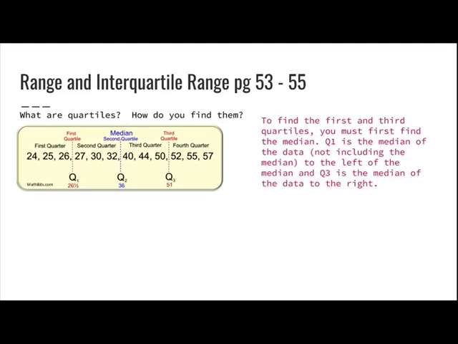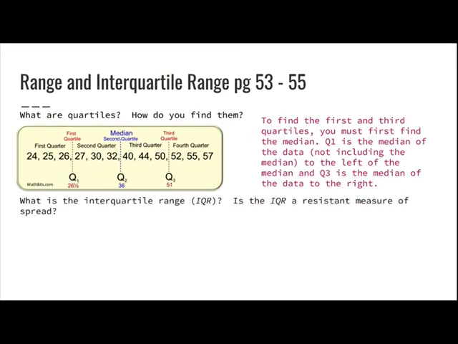Looking at this, our median is the very center of the data, which is 36. To find the first quartile, I find the median of the numbers 24 through 32. The median of those numbers is 26.5. So that's our first quartile. If we look at the other half, 40 through 57, the halfway point between that set of numbers is 51. And that is our third quartile.